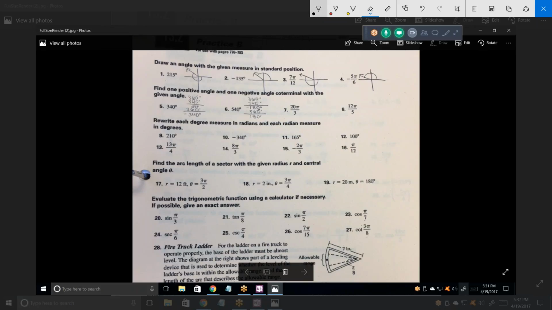Okay. Now let's look at this 20 pi over 3. That's in radians. Oh, I didn't look at your answer on number 6. You got it right. You got minus 180 and you got plus 180.